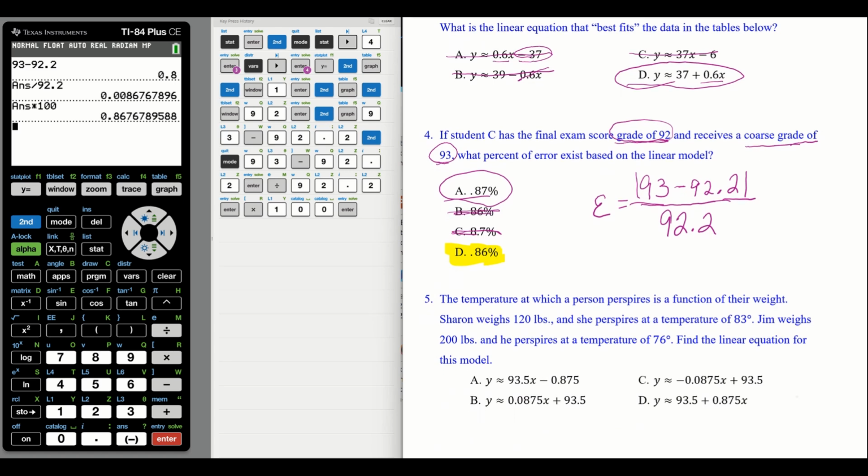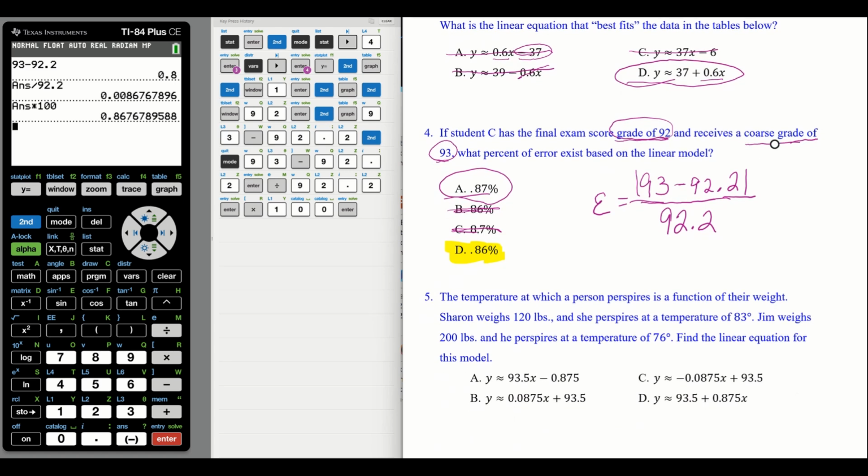Okay, let's look at number 5. The temperature at which a person perspires is a function of their weight. Sharon weighs 120 pounds, and she perspires at a temperature of 83 degrees. Jim weighs 200 pounds, and he perspires at a temperature of 76 degrees. Find the linear equation for this model.